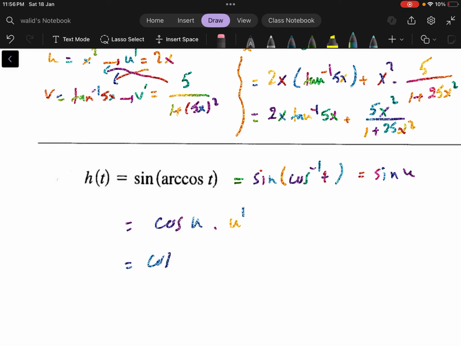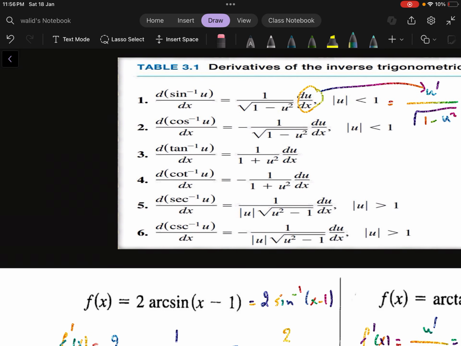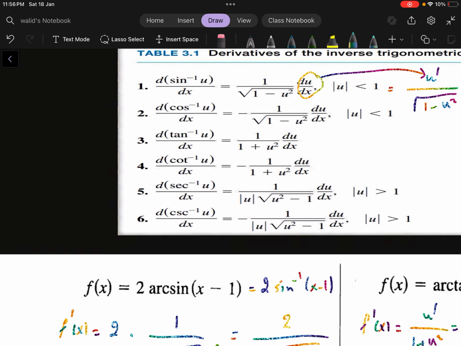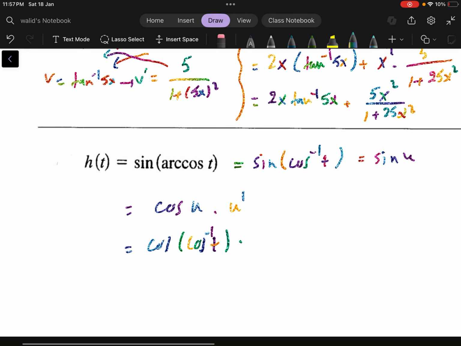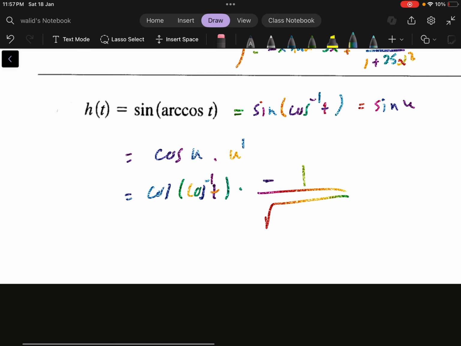So it's going to be cosine inverse of t times the derivative of cosine inverse, which is negative 1 over square root 1 minus u square, times the derivative of t, which is 1. 1 minus u, where u is t, so t square.